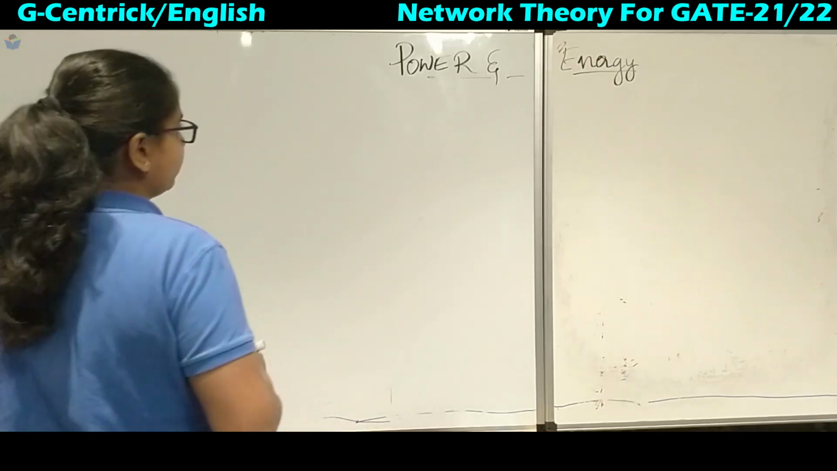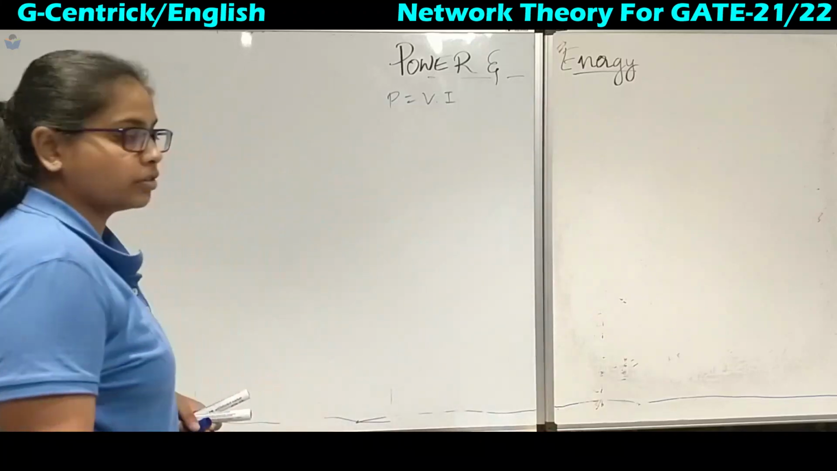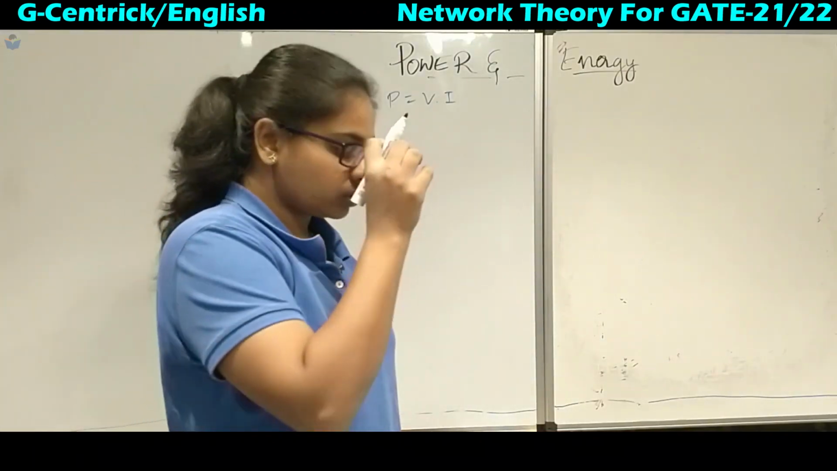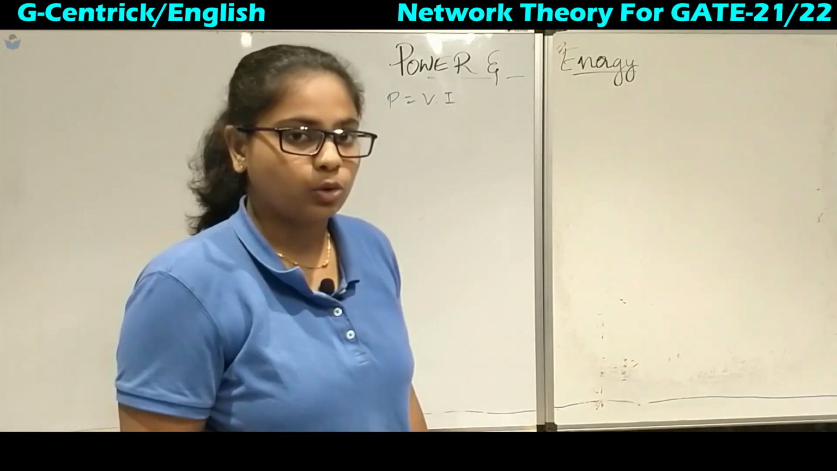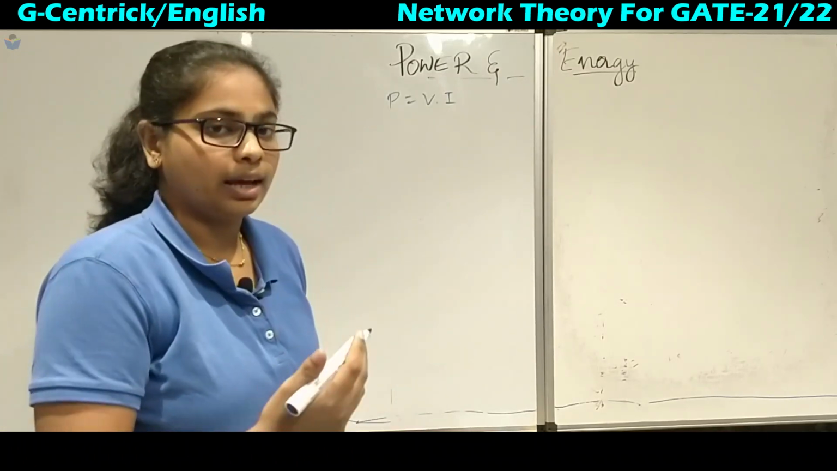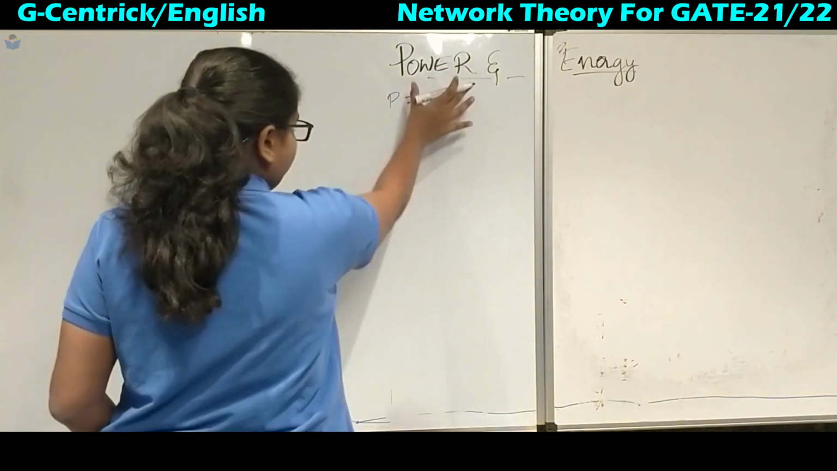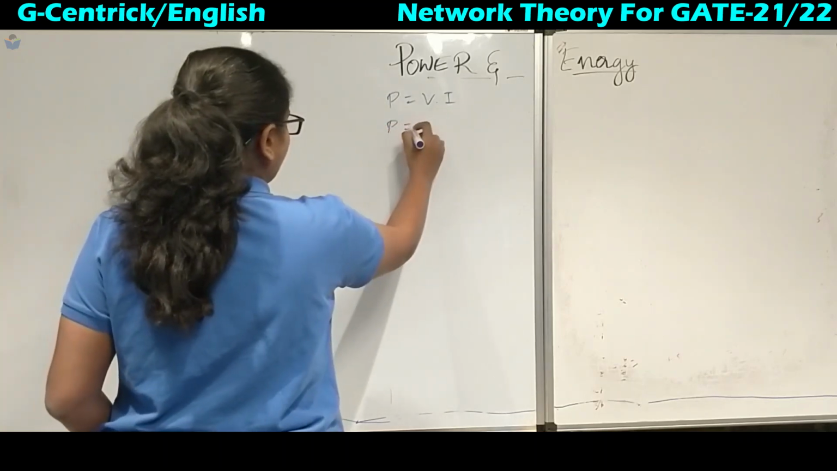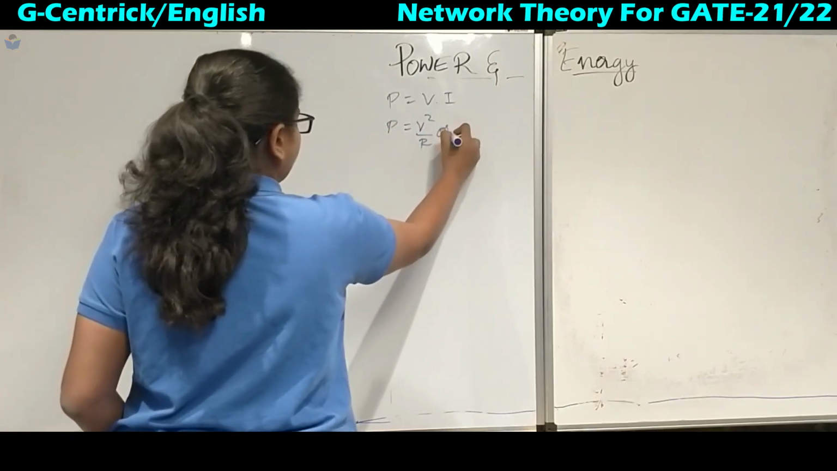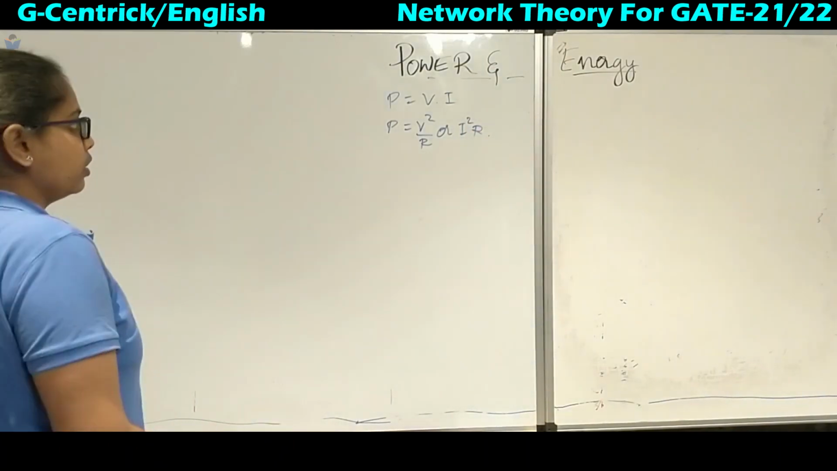So basically what we have learned is P is equal to VI. This energy concept we will see in the next lecture. We will take up incandescent bulbs and, comparing two bulbs, see which bulb glows brighter than the other. In this lecture we will only see the power concept. So P is equal to V into I, or P is equal to V square by R, or I square into R. This is the basic formula we have seen for this.